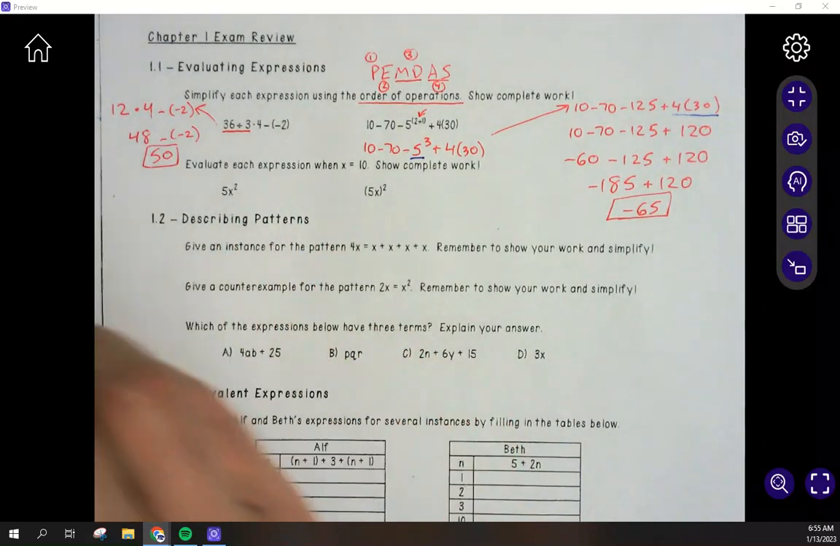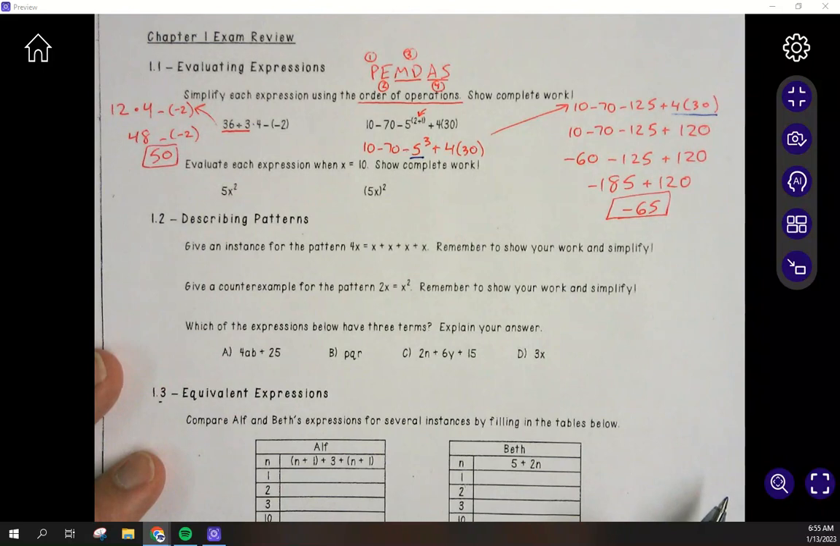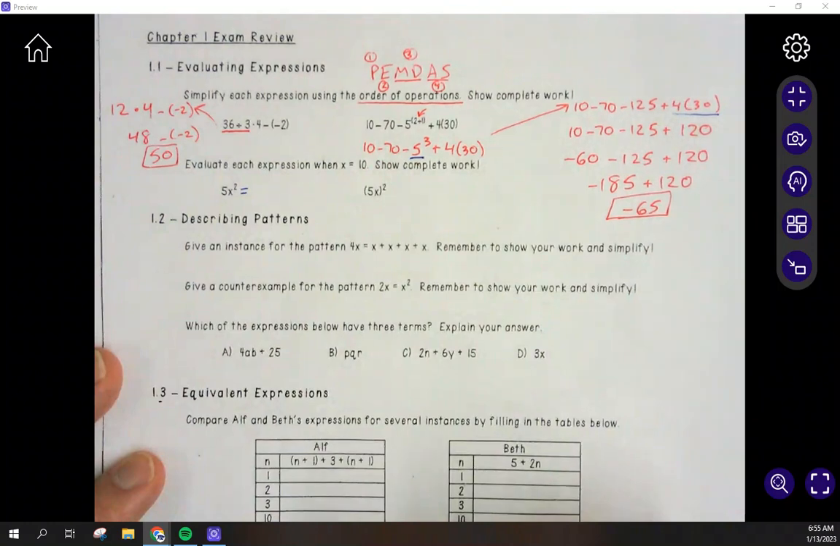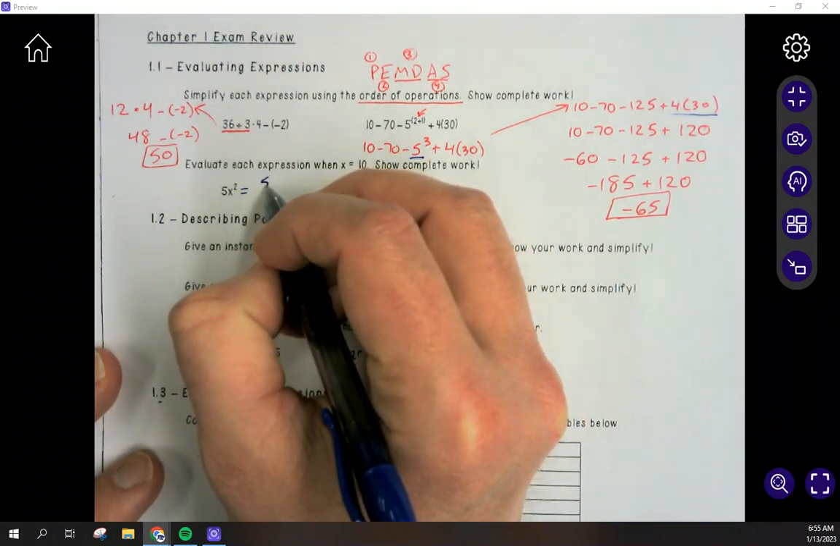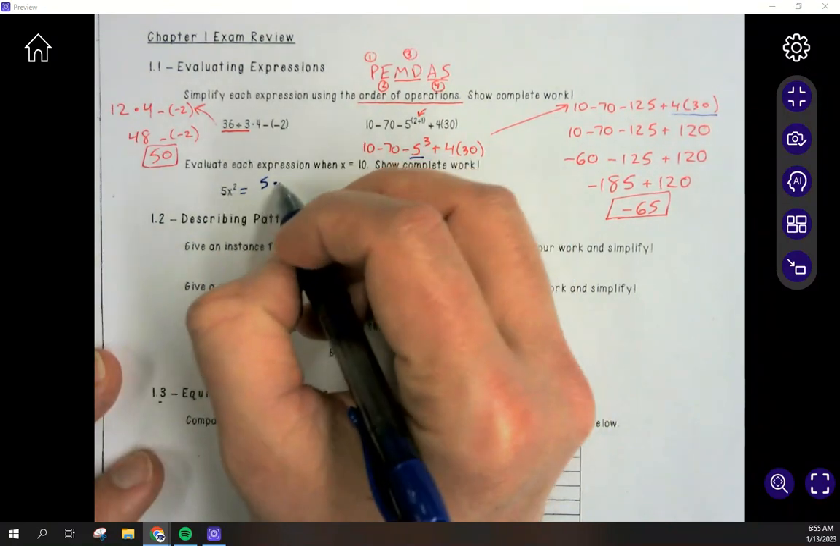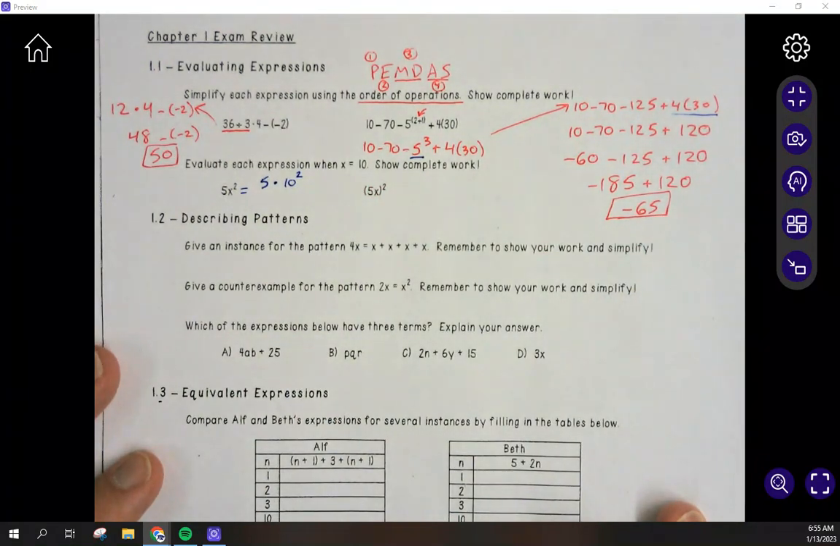All right. Next little section here, we're going to evaluate each expression when x equals 10. So we're just plugging in for the x, and we're going to put 10 in there. And then we're still following order of operations after that. So if I slide this over, 10 is going to go in for x. Here's how I would like you to write it. This is 5 times 10 squared. You could also put it in parentheses if you wanted to.